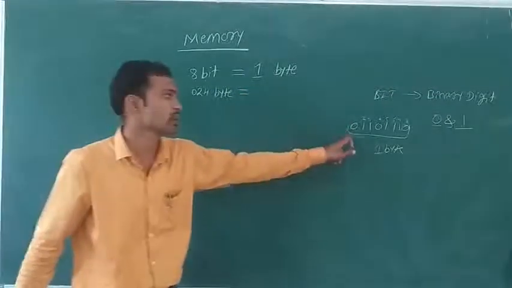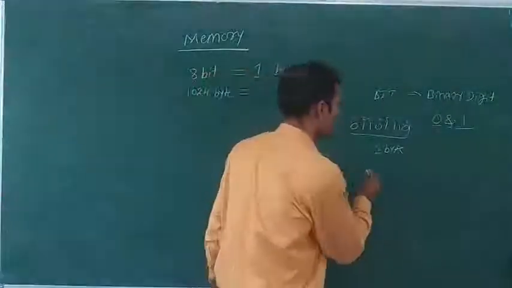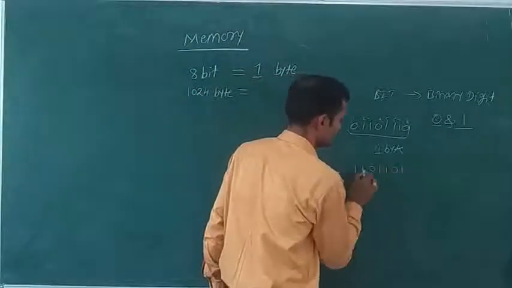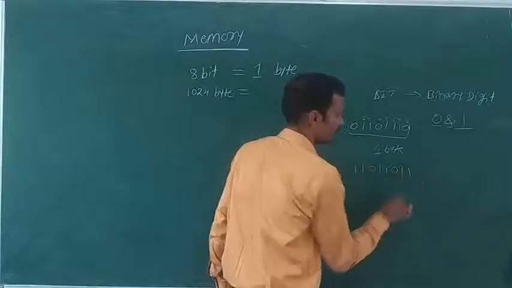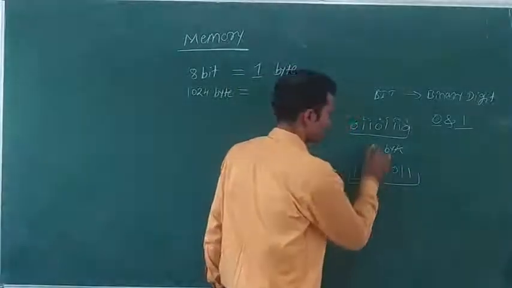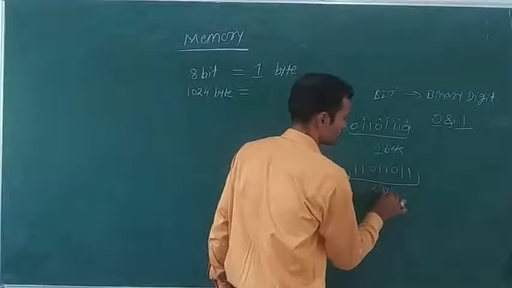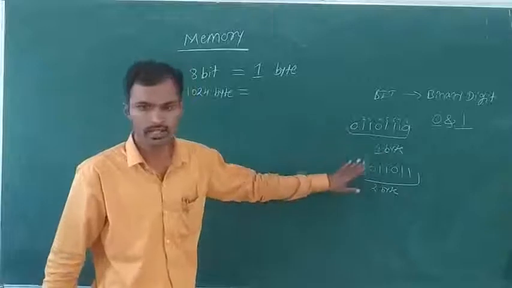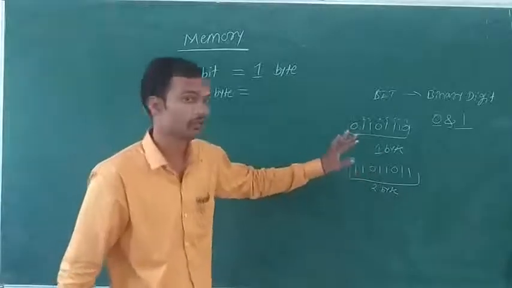See, this is 1 byte. If we take more numbers again here, 1, 1, 0, 1, 1, 0, 1 like that, it is a second byte. This is the first byte, this is the second byte. Likewise, it will continue.